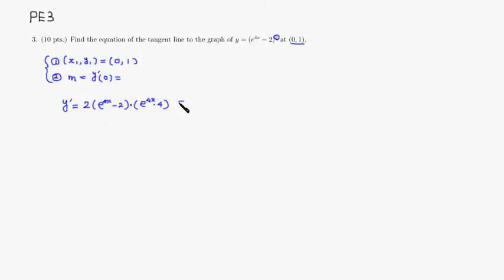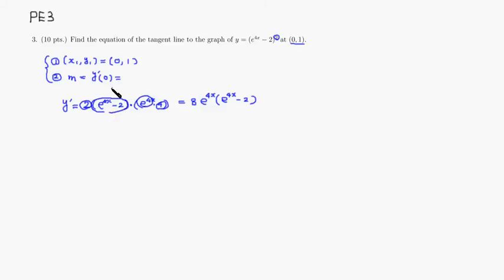Maybe simplify that a little further. You can multiply 2 and 4 together, so you have 8. Then you have e to the 4x, e to the 4x there, then multiplied by the quantity e to the 4x minus 2. So that takes care of that.